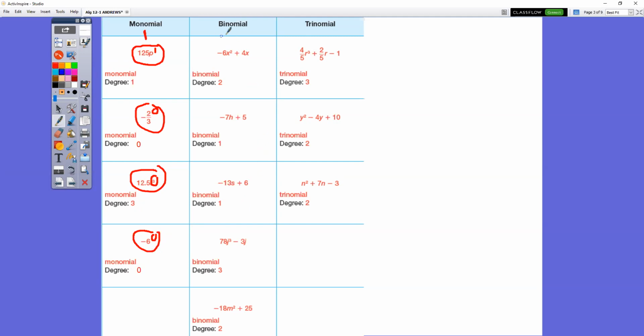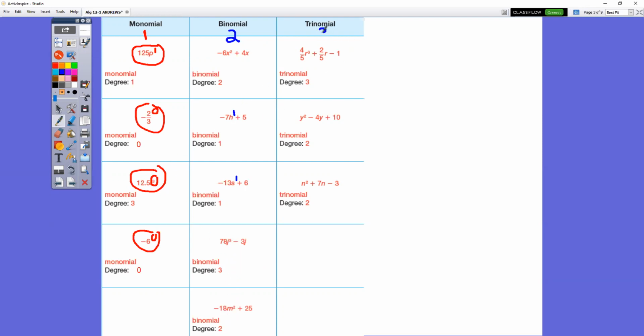These are all binomials in the middle because there are 2 terms. All right, notice there's 2 terms, 2 terms, 2 terms, 2 terms, 2 terms. The degree of this binomial would be 2 because that's your highest exponent. The degree of this one would be a 1. This is really h to the first power. This degree would be 1 because that's really s to the first power. This is degree 3 because this j is to the third power. This is degree 2 because it's to the second power.